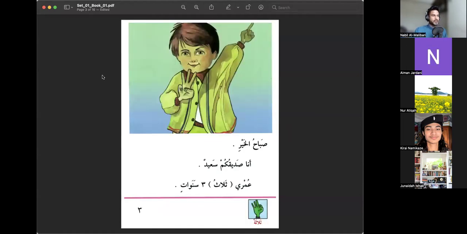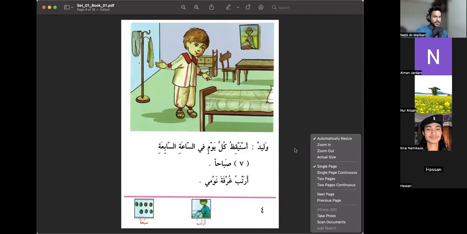Ahsant. Okay, next person. Hassan. Sabah al khair. Ana sadiqukum Sa'id. Umri 3 sanawat. Translate. Sabah al khair. Good morning. Ana sadiqukum Sa'id. I'm your friend Sa'id. Umri 3 sanawat. I'm 3 years old. Ahsant. Very good.